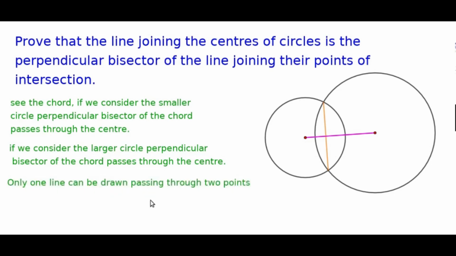See, only one line can be drawn passing through 2 points.